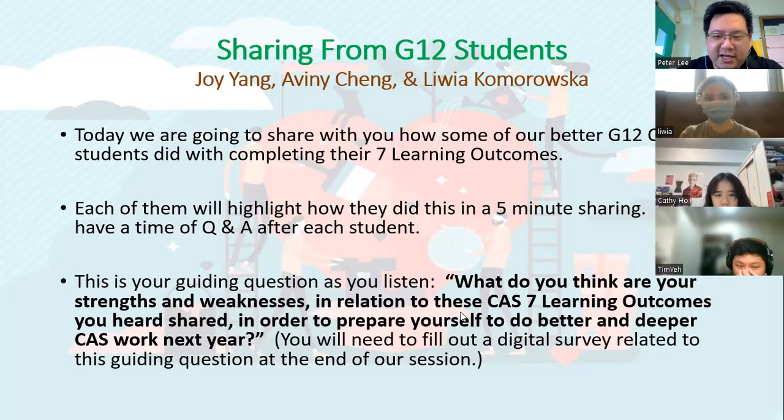Now, I want you guys to think, G10 and 11 students, think about this guiding question as you listen to what they share. What do you think are your strengths and weaknesses in relation to these CAS 7 learning outcomes you heard shared, in order to prepare yourself to do better and deeper CAS work next year?